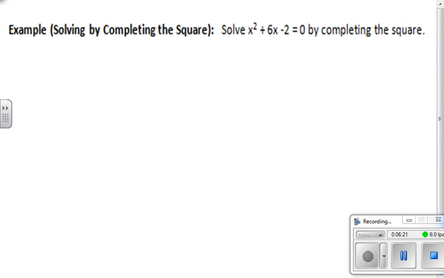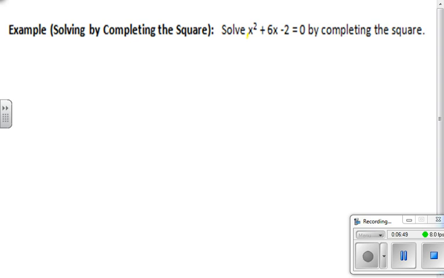So if we want to solve an equation by completing the square, this is where completing the square is fully tied in. We're actually solving different quadratics by completing the square. So what we want to notice in this, we have x squared plus 6x minus 2 equals 0. Well, in this case, we don't have a perfect square trinomial already given to us. This one is not a perfect square. So we need to make it into a perfect square.